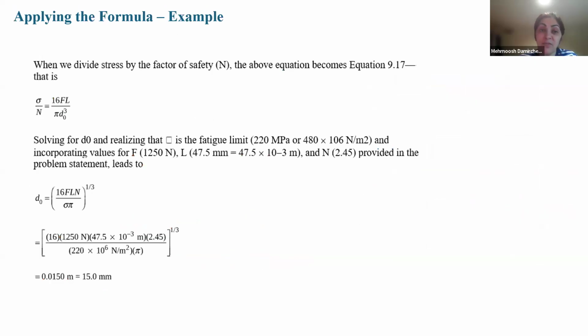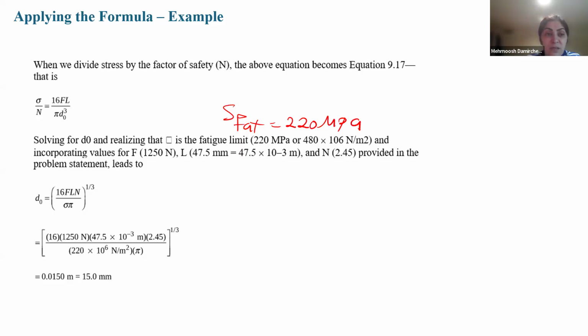Now, because we have the safety factor, sigma divided by N, we should consider why. We explained that before: for avoiding failure, or for considering that the sample is safe, we shouldn't let the stress reach sigma max; it should be N times smaller than the maximum sigma. So sigma per N is 32 FL per pi d cubed. If you remember from the graph, we found that S_fat, or the fatigue limit, is 220 megapascal.